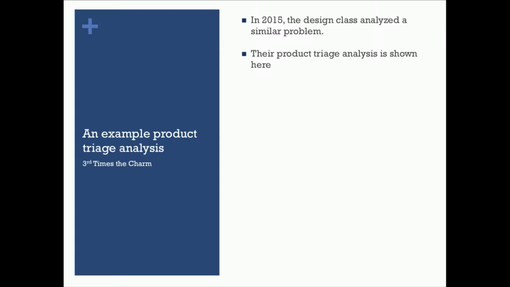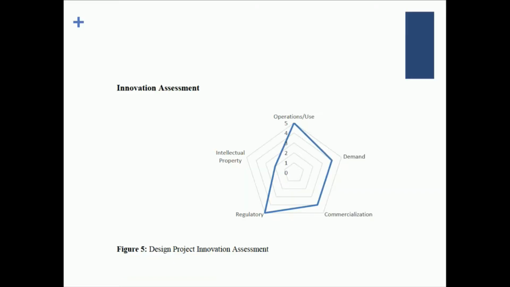So here's an example product triage analysis by the students who were doing this problem last year in 455. I took one of the reports and I show their product assessment. In the pentagram here, operations and use is given a very good rating. That is, we think it's going to be fairly easy for us to control this process.